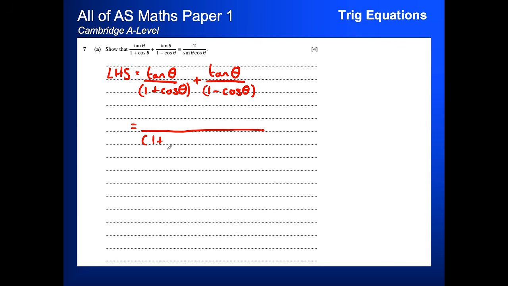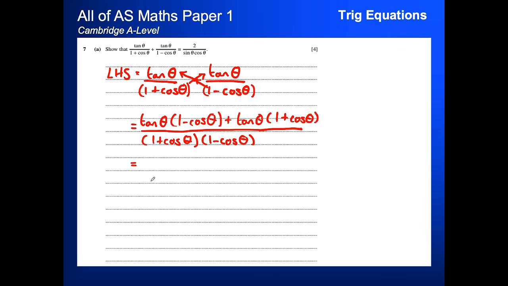So that gives me 1 plus cosine theta multiplied by 1 minus cos theta. And then to work out the numerators, I times this by this and this by this. Again, very similar to how you multiply normal fractions. So if we do this, we get tan theta, open brackets, 1 minus cosine theta, and then plus tan theta. And we'll probably have to extend this divide line a little bit further, 1 plus cos theta. And now we're going to do some expanding.